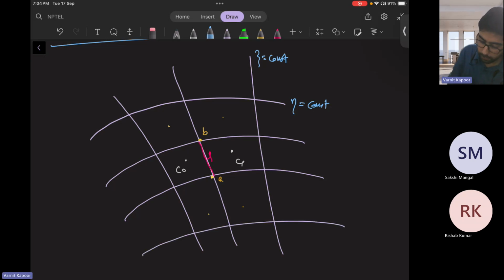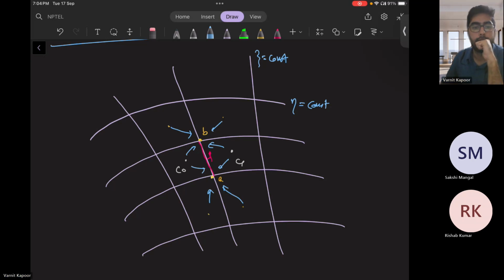We can calculate the values somehow. From here also, and from here also. So using all these centroid values, we can calculate the value of phi A, phi B, and phi N calculated using the cell centroid by using this interpolation. Of course, you can say dou phi by dou eta on a particular face.